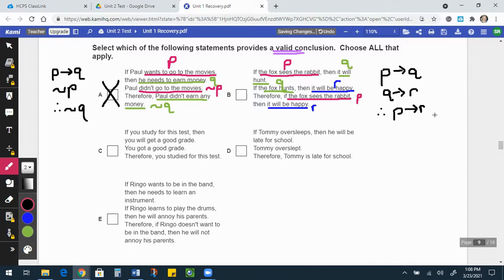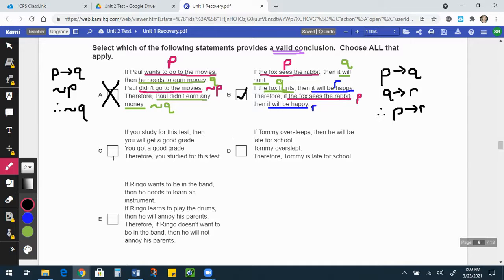Right, look in your notebook and see, does this argument match any of the laws perfectly? Yes, it does. It matches the third law. So that would be a valid conclusion.